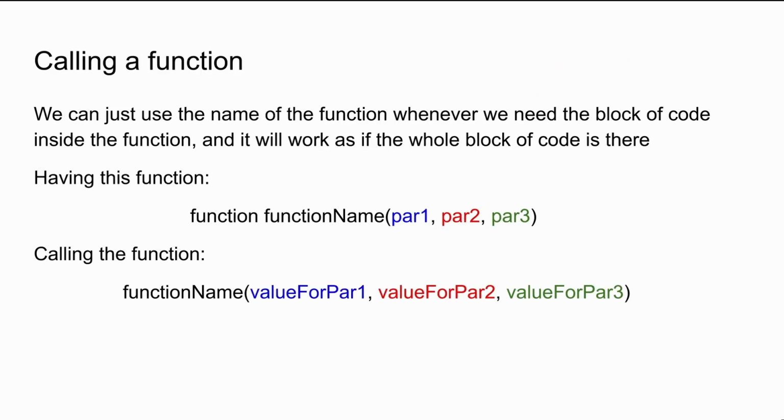As I explained in the beginning of this video, we can use the name of a function whenever we need its functionality. It would work as if the whole block of code inside the function is in the place where we have called it. To call a function, we use the function name followed by the parameters between parentheses. We have to write these parameters in the same order than they appear when we created the function. When calling the function, we will include values for all the parameters in order. So value for par 1 will be stored in the first parameter, value for par 2 in the second, and value for par 3 in the third.